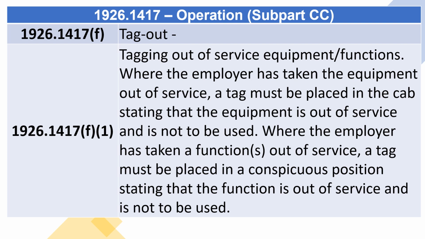1926.1417(f), Tag out. 1926.1417(f)(1): Tagging out of service equipment/functions. Where the employer has taken the equipment out of service, a tag must be placed in the cab stating that the equipment is out of service and is not to be used. Where the employer has taken the functions out of service, a tag must be placed in a conspicuous position stating that the function is out of service and is not to be used.